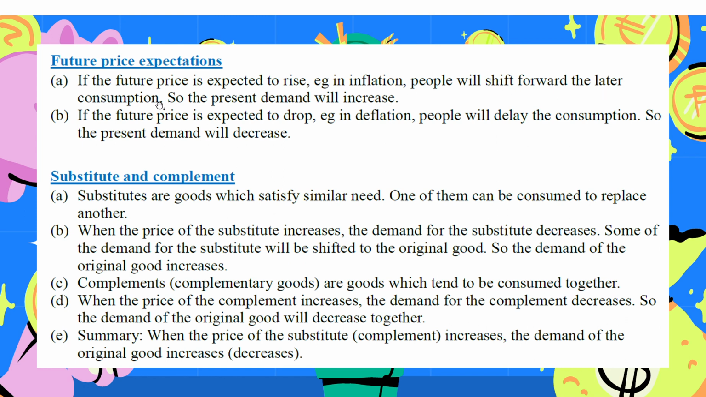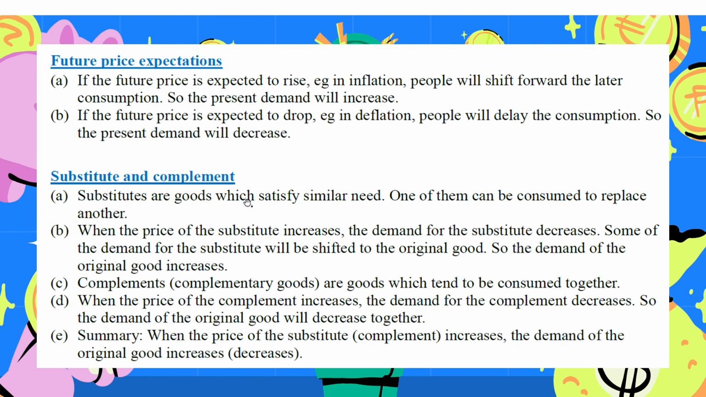And then, for example, with inflation, people will shift forward to earlier consumption. We can't use all the oil, certainly olive oil, but we just buy more. Next month's purchase, I buy it today because I think next month there will be a price rise. On the other hand, if the future price is expected to drop, in deflation, people will delay consumption. Maybe I buy next week. So the economy will be weak because the present demand will decrease.